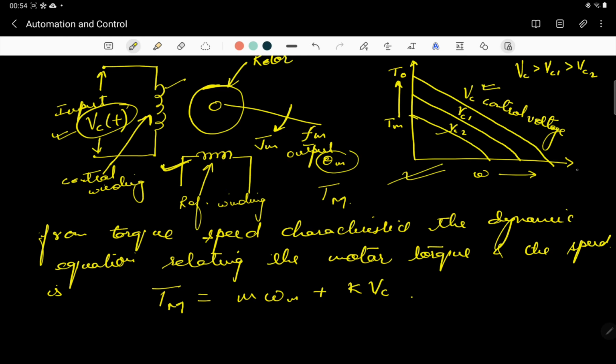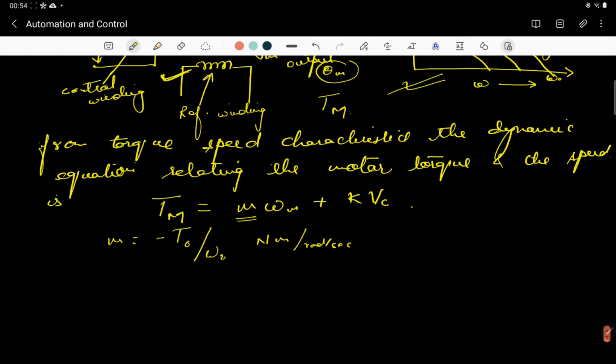Now considering the characteristics, you can see that in this equation, m is simply the slope. You can calculate it very easily: m is simply the slope of the torque speed characteristics, which is m equals minus T naught upon omega naught. All right, T naught upon omega naught. This slope is expressed in Newton meter per radian per second. It should be negative, as you can see the slope is negative. So you have to determine m from here.